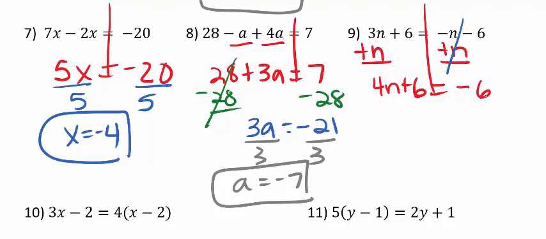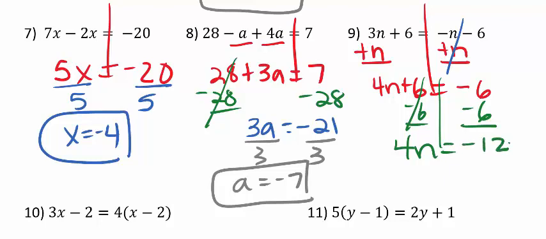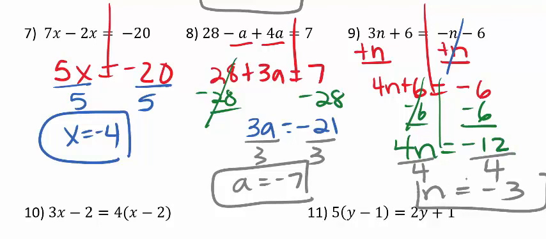Now to continue solving, I can add or subtract something to both sides. Here, this plus 6, I can subtract 6 from both sides. Those 6 minus 6 is 0, so I can just bring down 4n. And then negative 6 minus 6 is negative 12. And then our very last step would be to divide both sides by 4. And then n is going to be negative 3.